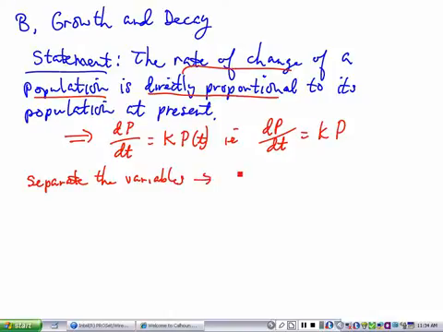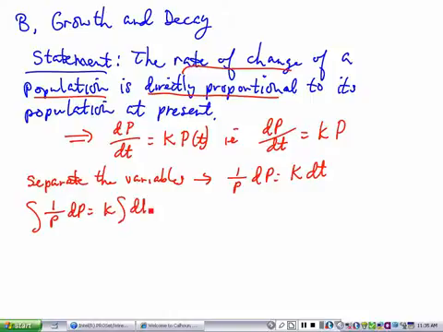This yields for us 1 over p times dp is equal to k times dt. So we integrate both sides. We have the integral of 1 over p dp is equal to k times the integral of dt. This implies that we have now the natural log of the absolute value of p is equal to k times t plus some constant c sub 1.